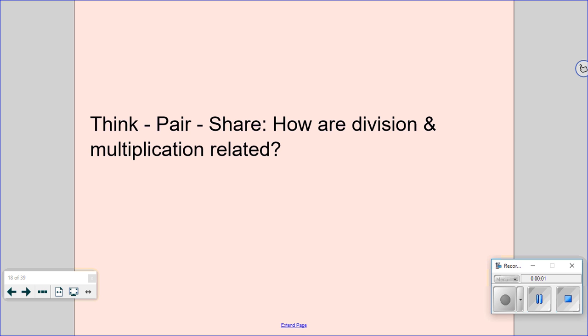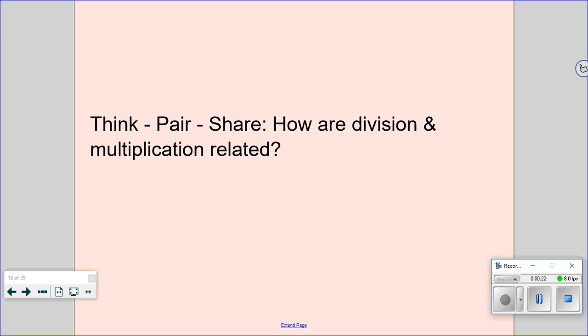Just said to your partner. How is division and multiplication related? How are those two ideas connected? Miranda, how are they connected? They both use what? They both use equal groups. Yeah. Adria, how are they connected?